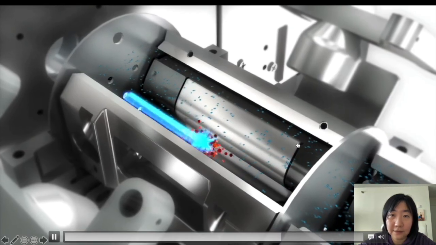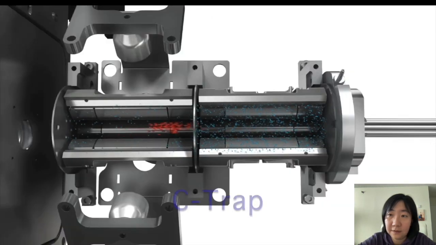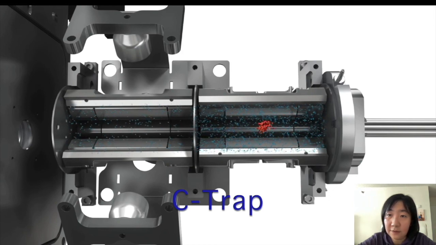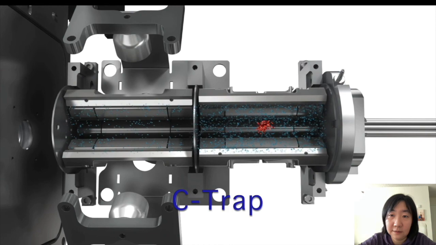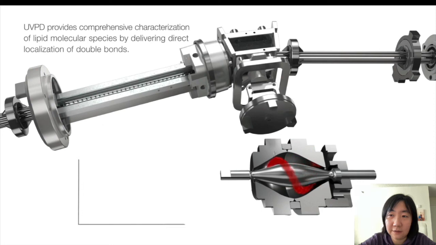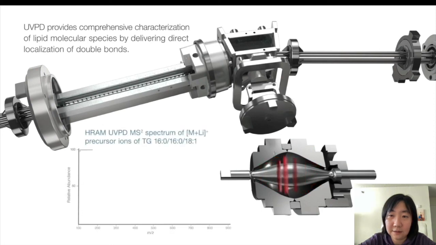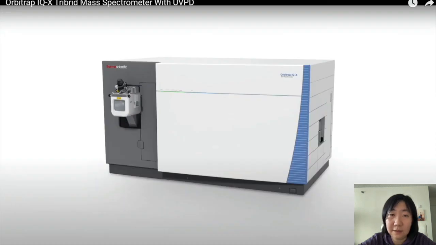Ions then go back to the C-trap. There's nitrogen gas in the C-trap. Ions collide with nitrogen and rapidly lose kinetic energy. This is called cooling down. At last, ions are suddenly ejected into the Orbitrap and detected there. In this instrument, you can do CID, HCD, and UVPD, and you can also combine HCD with UVPD.